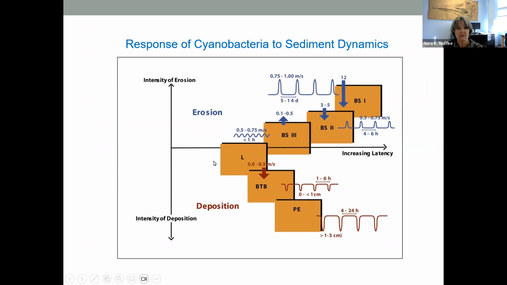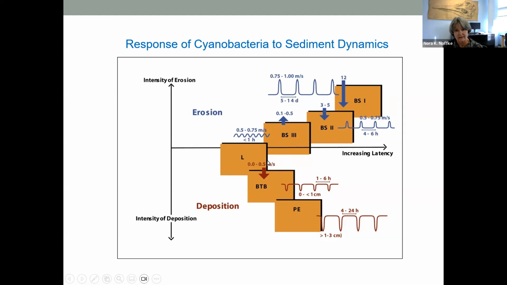This is shown in this graph here. It's composed of 3 arrows. This arrow here shows intensity of erosion. This arrow here shows intensity of deposition. And this here is increase of latency or stasis. That's a time period during which the sedimentary surface is not disturbed by erosion or deposition. Those rectangles here show individual cyanobacteria populations and their response to specific dynamic conditions.